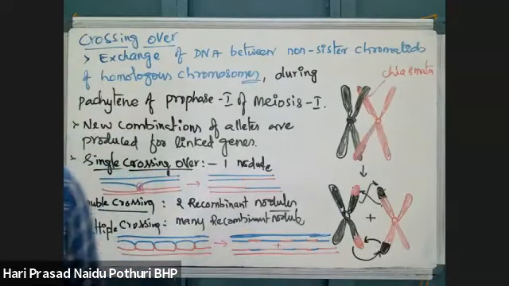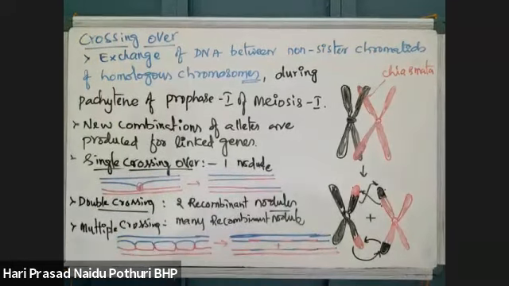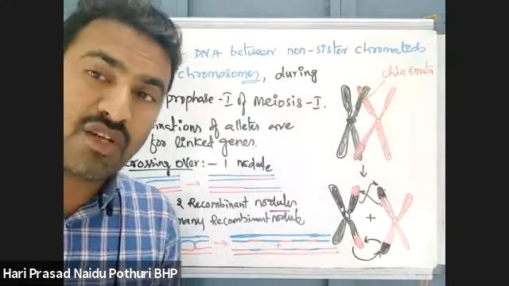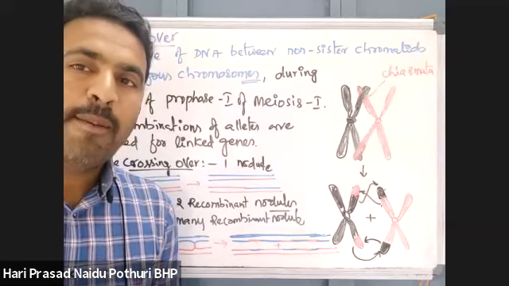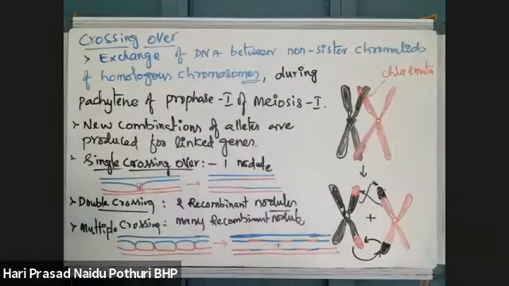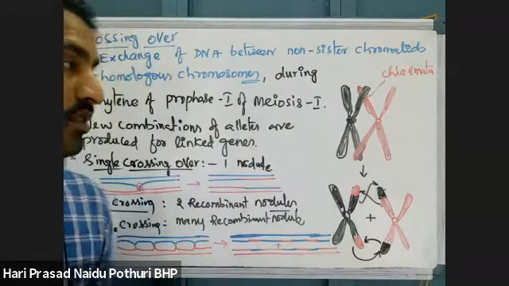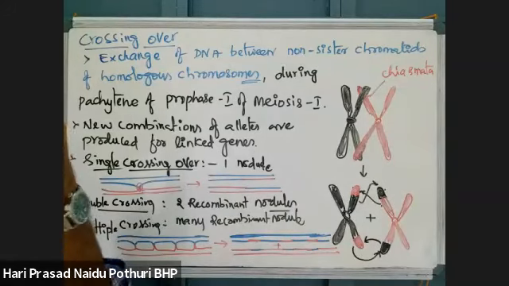That is why meiosis is involved in gamete formation in sexual reproduction. So meiosis gives rise to new variations. In sexual reproduction, new variations are formed due to meiosis only, through crossing over and recombination.